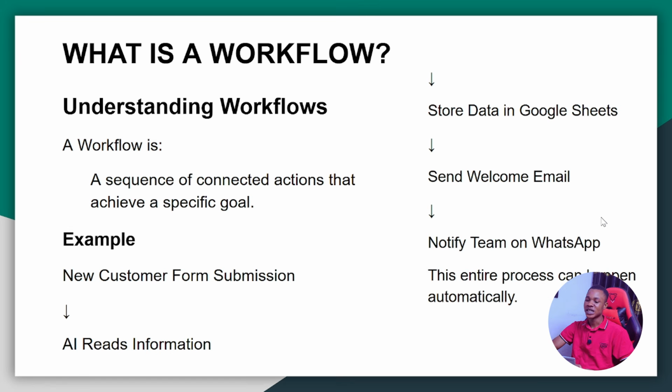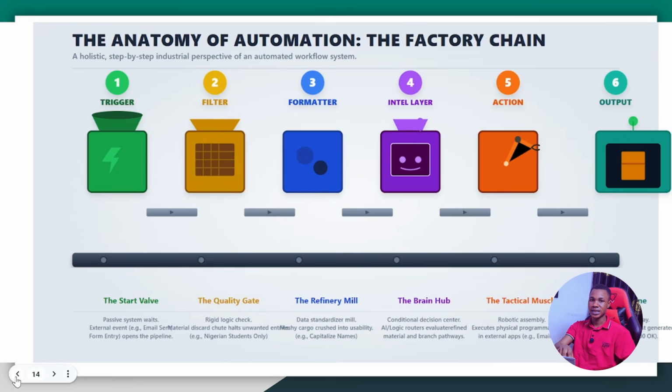Now let's go. What is a workflow? A workflow is a sequence of connected actions that achieve a result. I don't think I have the slide that will have shown you, so let me just show you from the previous slide. See, this is a workflow from trigger to filter, from filter to formatter. That chain is what we call a workflow.